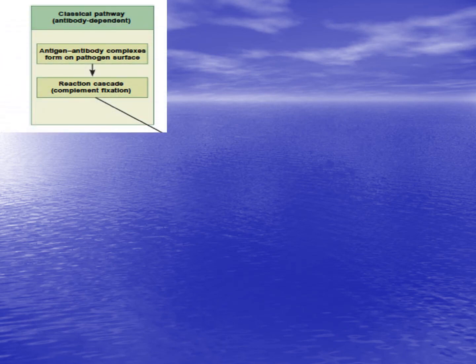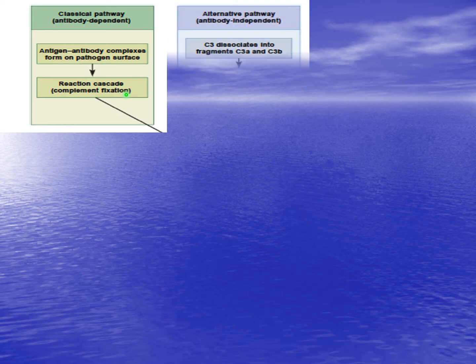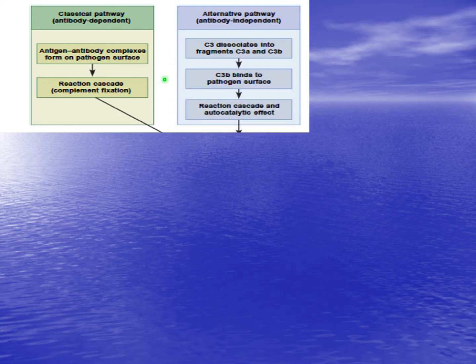So the classical pathway of the complement is again antigen-antibody dependent, and this will form on pathogen surfaces, and this will do what we call fix complement, or start this side of the cascade. In the alternate pathway, the C3 protein dissociates, again by the presence of lectin and some other little proteins, into its active form of C3a and C3b.